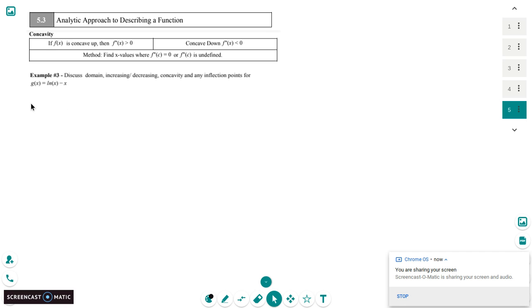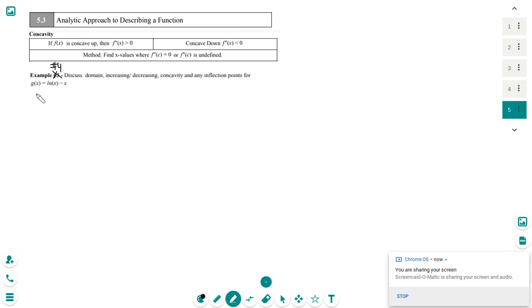All right, we're going to do one more example for concavity. I do notice I have my numbering incorrect in the notes, so would you please change this to number 4? All right, so this time there's a slight change. We're going to discuss domain, but we're adding in increasing and decreasing regions as well as concavity and inflection points. So sort of putting it all together.